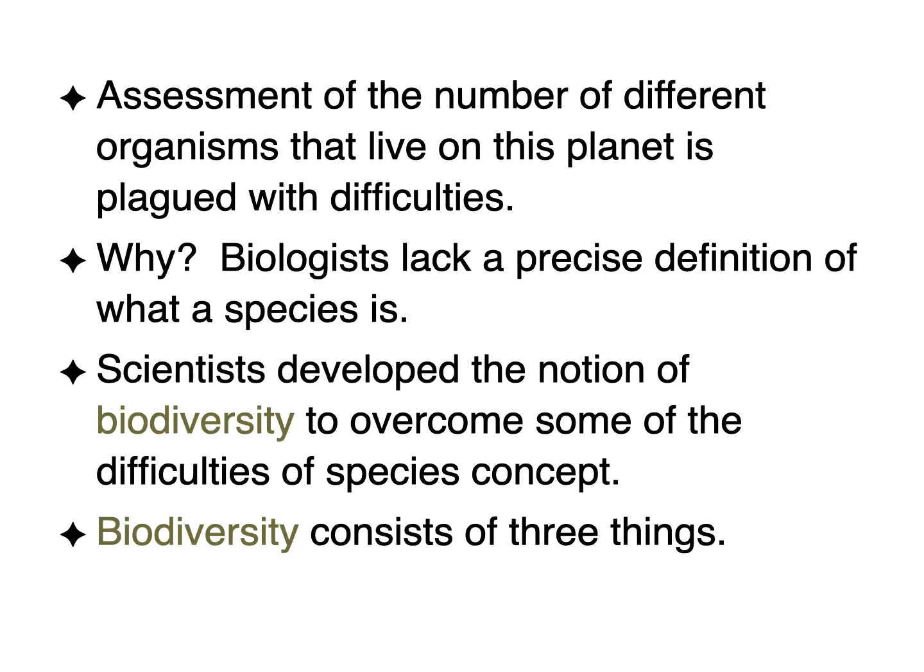So we know that there are difficulties associated with assessing the number of different organisms based on our definition of what a species is, because this definition really isn't that precise. For example, it doesn't work well with a lot of plants. So scientists have developed this notion of biodiversity to overcome some of the difficulties associated with the species concept. And they said biodiversity consists of three things.